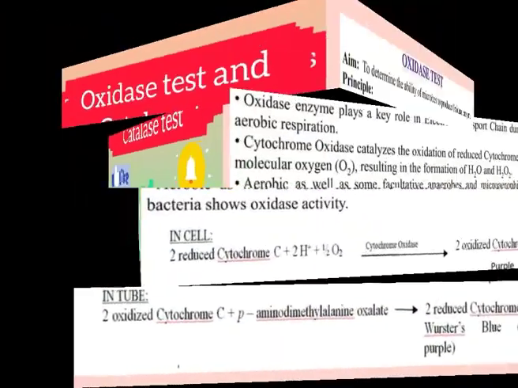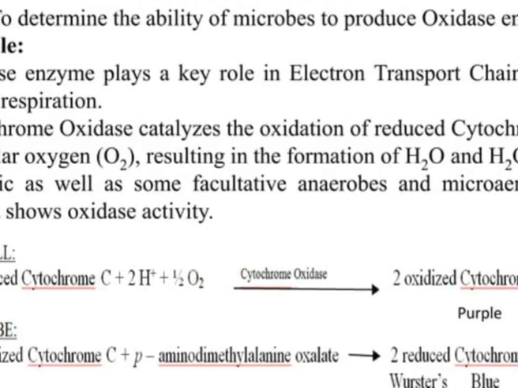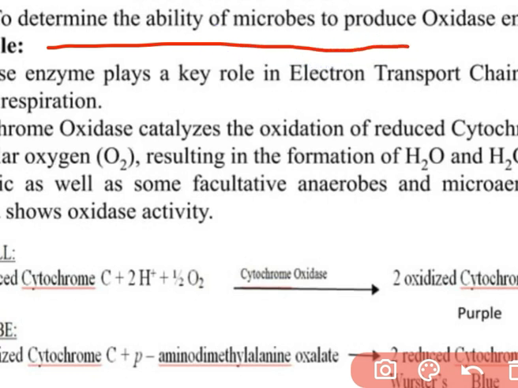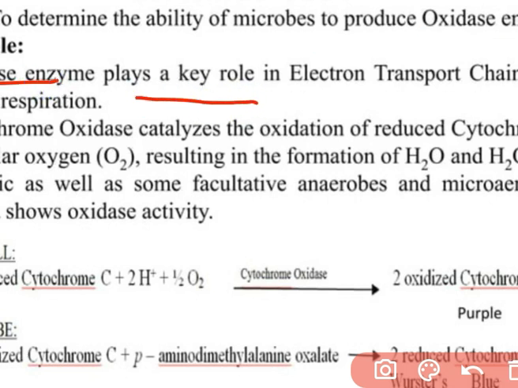So let's start the oxidase test. The aim of oxidase test is to determine the ability of a microorganism to produce an enzyme oxidase. The oxidase enzyme plays an important role in an electron transport chain during aerobic respiration. Aerobic respiration is a respiration in which there is a molecule oxygen as a final electron acceptor.